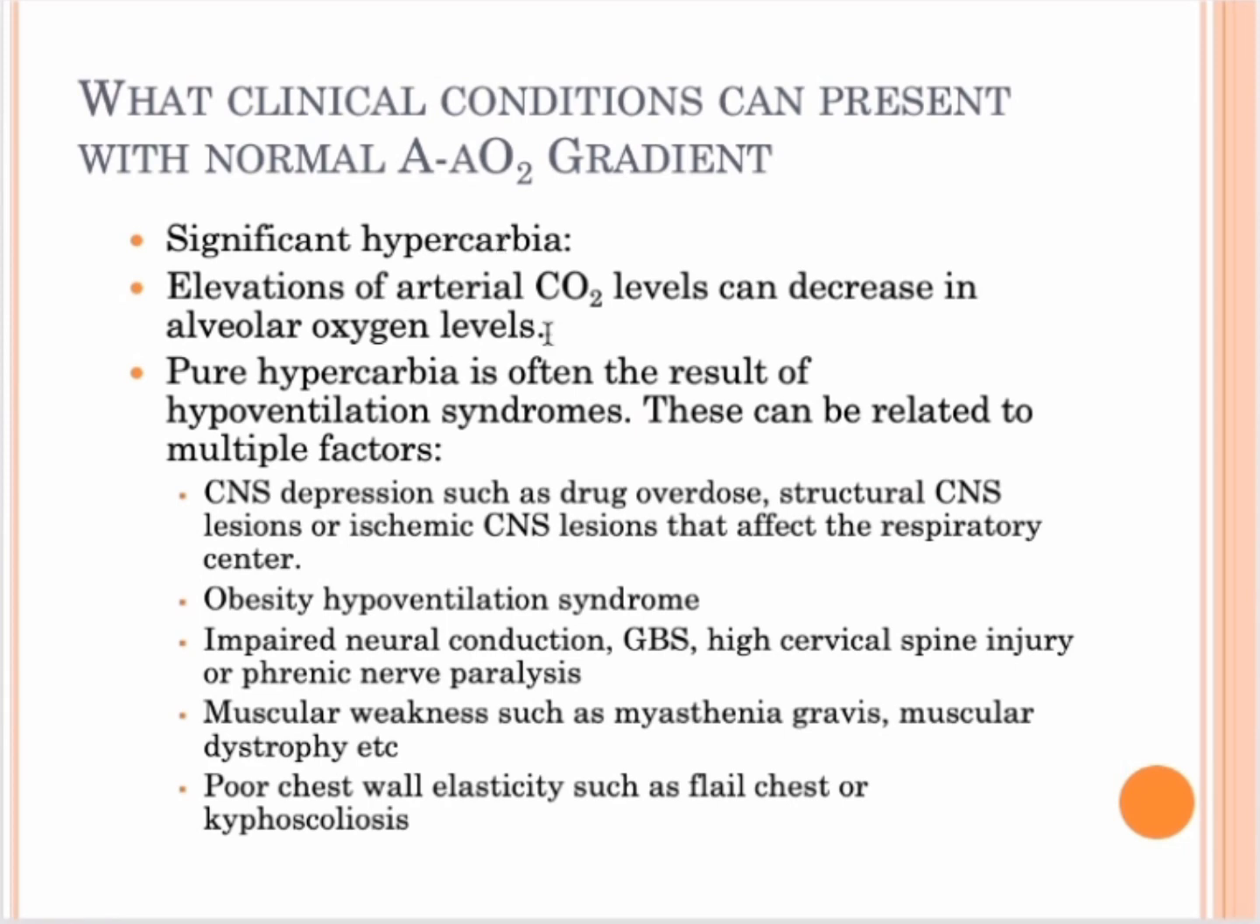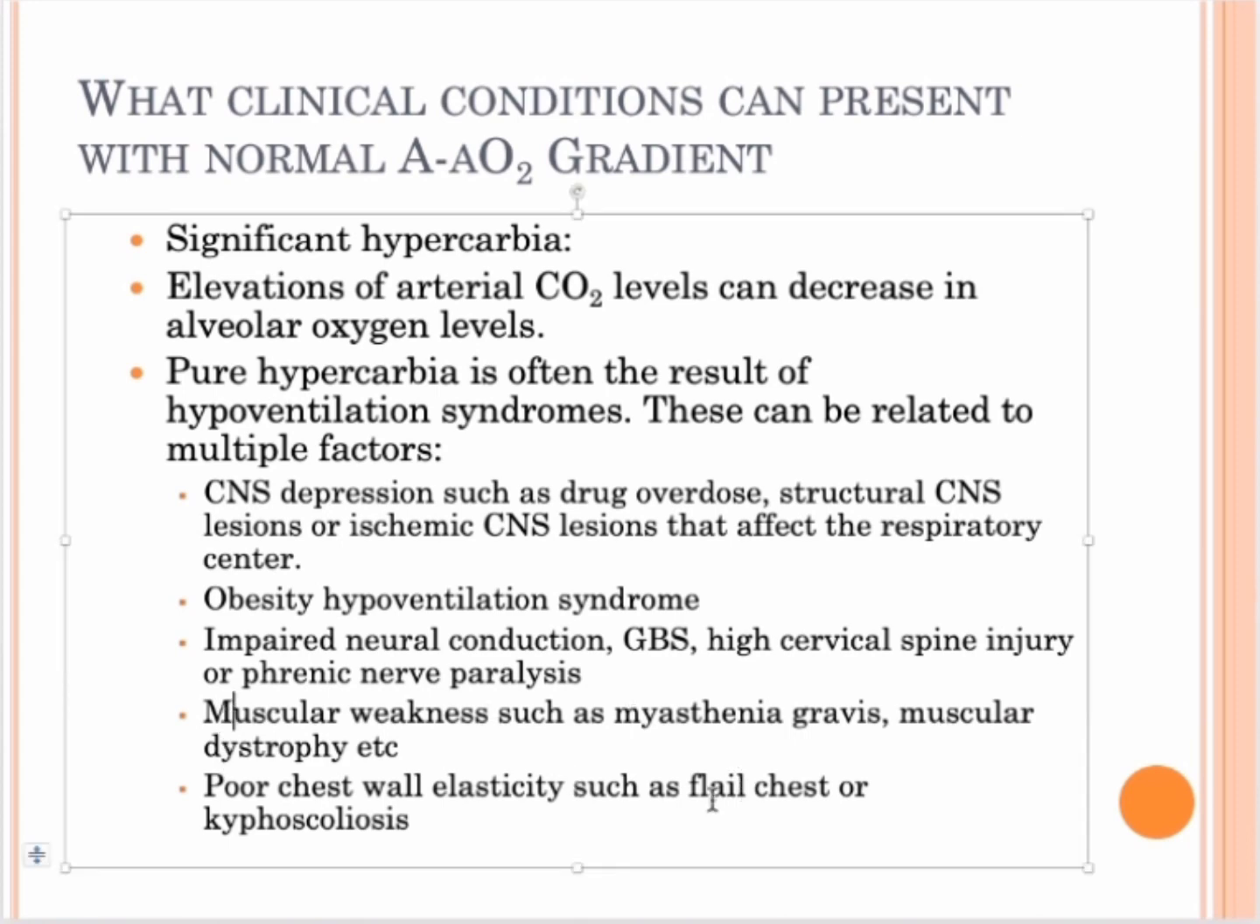Elevation of arterial PCO2 can decrease the alveolar oxygen levels. Pure hypercarbia is often the result of hypoventilation syndromes, from the central nervous system to the lungs, as I told you. There are different causes of hypoventilation. This can be related to multiple factors like CNS depression, obesity hypoventilation syndrome, impaired neural conduction like GBS, cervical spine injury, phrenic nerve paralysis, muscular weakness because of myasthenia gravis, neuromuscular dystrophy, organophosphorus poisoning, poisonous snake bite, or poor chest wall elasticity such as flail chest or kyphoscoliosis. In this case, just giving oxygen will definitely improve the oxygen saturation.